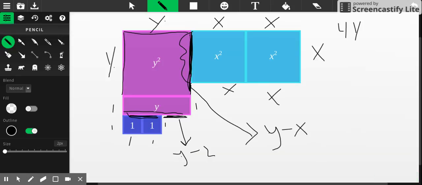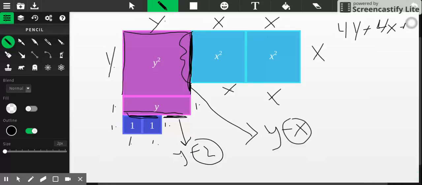Then I'm going to add up all my x's. 1, 2, 3, 4, 5. 5 minus 1, so I have plus 4 x's. There we go, 4 x's. And then finally I'm going to add all of the ones that I have. So I have a 1, 2, 3, 4, 5, 6 minus my 2, so that gives me 4.